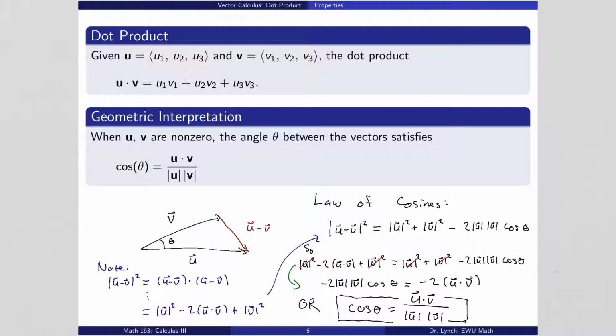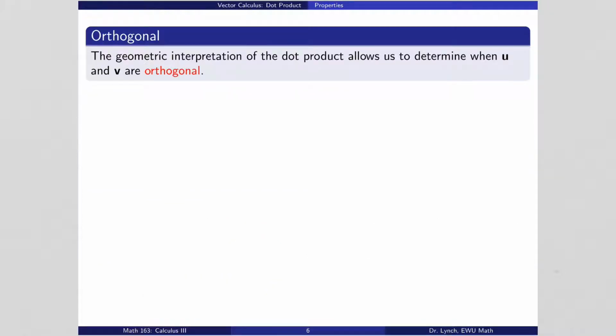And it turns out that this idea extends to higher dimensions, and it extends to things that you wouldn't even think of as vectors that you might get a chance to explore if you ever take the course in linear algebra. Super cool idea. In any case, for our purposes, this allows us to determine when vectors are orthogonal or perpendicular.